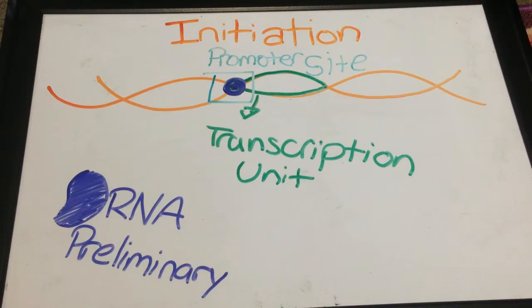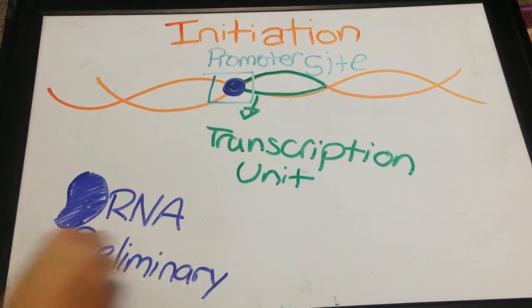The first step of transcription is initiation. It occurs in the part of the DNA strand called the transcription unit. This is how transcription starts. The enzyme RNA polymerase begins to scan the DNA and binds to a space called the promoter site. It unwinds the two strands in the double helix.